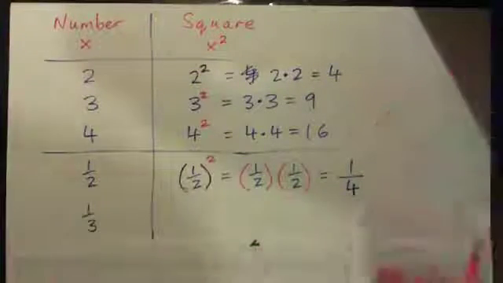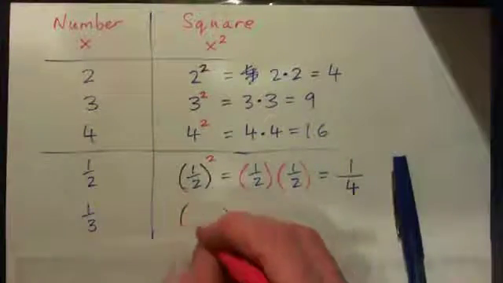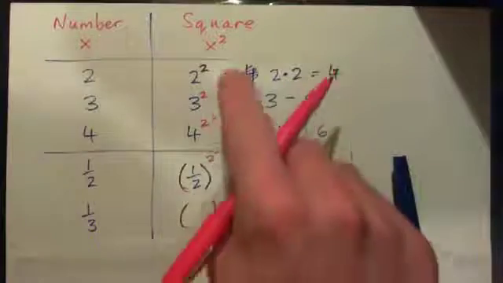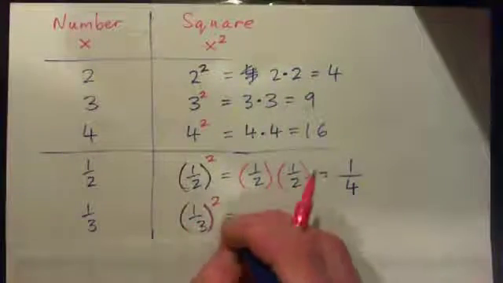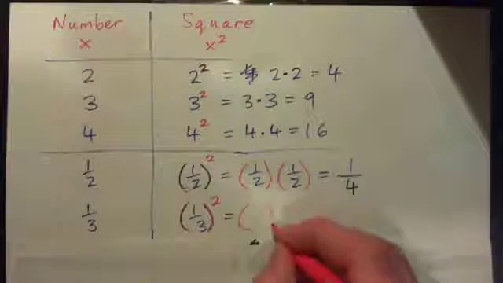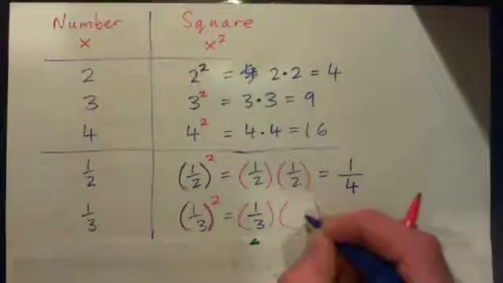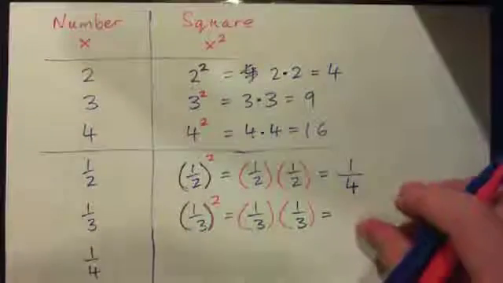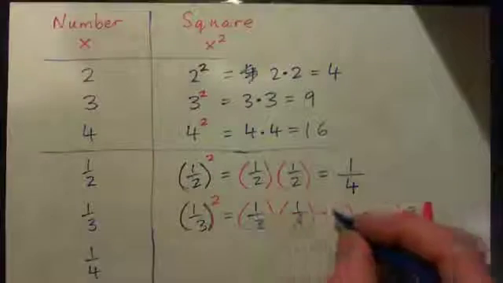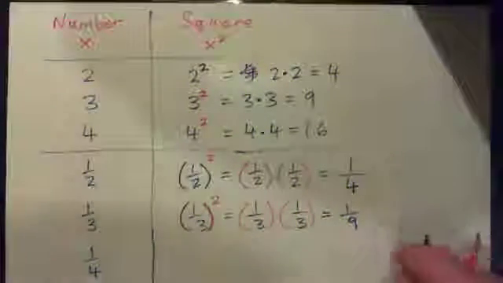How about a third? 1/3, and then we've got to get 1/3 squared, don't we? So 1/3 squared is 1/3 times a third, right? I'll calculate that and then try the quarter. So 1/3 times a third. 1 times 1 is 1. 3 times 3 is 9. How about a quarter?